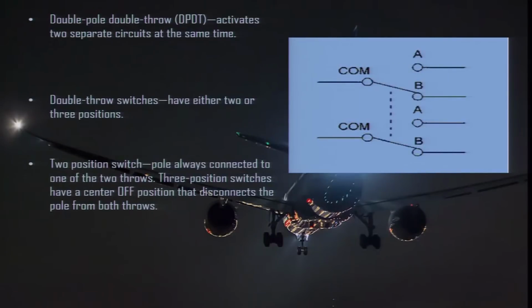Double pole, double throw. This will activate two separate circuits at the same time. So, in this diagram you can see this is a double pole, double throw switch. Double throw switches have either 2 or 3 positions. In a 2 position switch, the pole is always connected to one of the two throws. 3 position switches have a center off position that disconnects the pole from both throws.